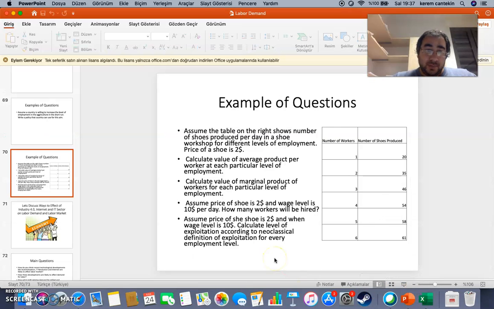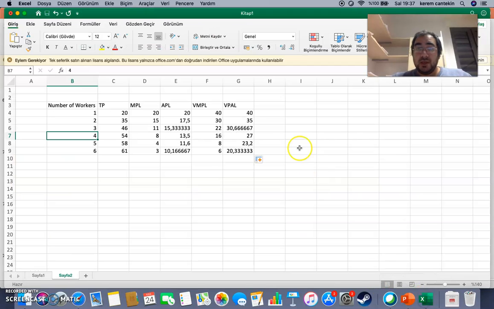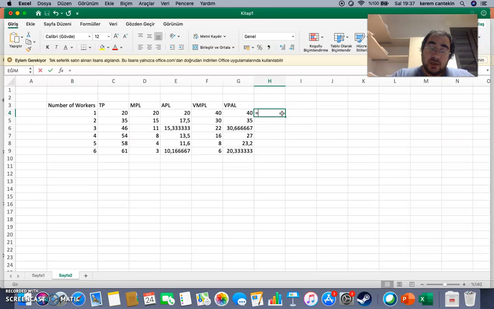Assume price of shoe is $2 and wage is $10, and calculate the level of exploitation according to neoclassical definition for each employment level. Neoclassical definition, which means we are looking for the value of marginal product. So we subtract from this the wage. So for one worker, when we have only one worker working, it is 30. 2 workers working 20. 3 workers working 12. 4 workers working 6.